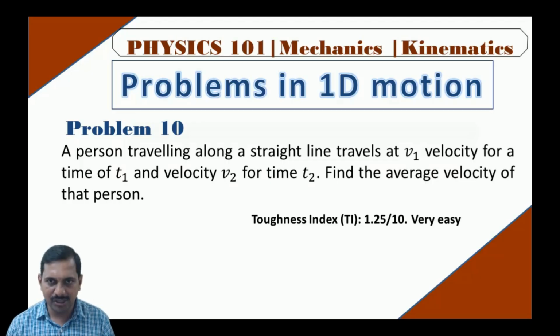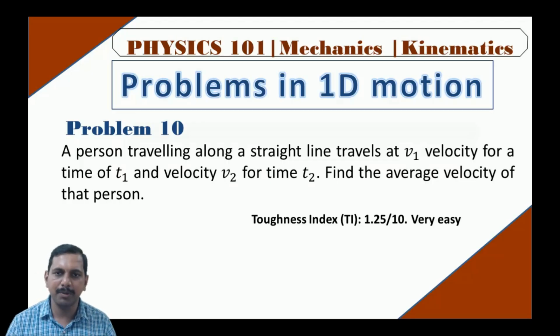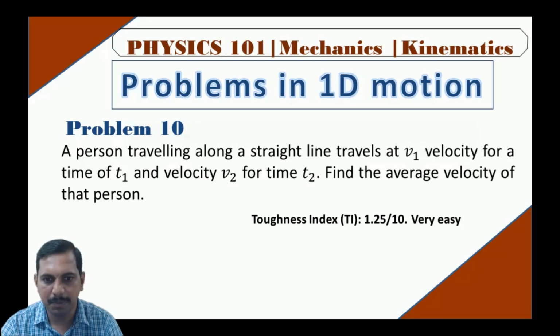We are back with another new problem in 1D motion. Today we are taking a general problem, and there might be a lot of numericals involved with that, but today we will take a very general problem which is a very easy problem. The problem is like this. A person traveling along a straight line travels at velocity V1 for a time T1 and velocity V2 for time T2. Find the average velocity of the person.